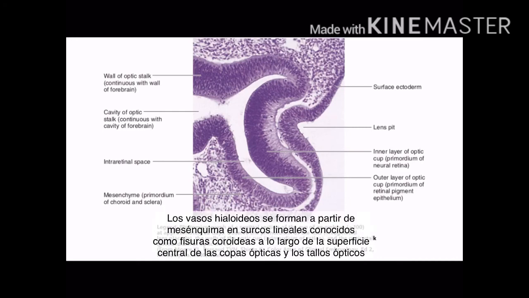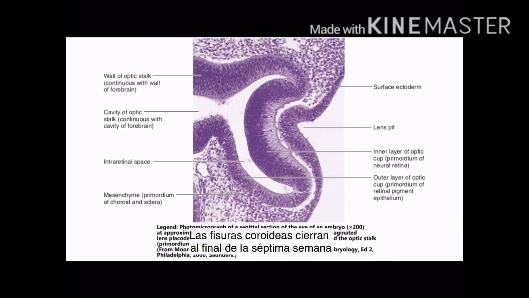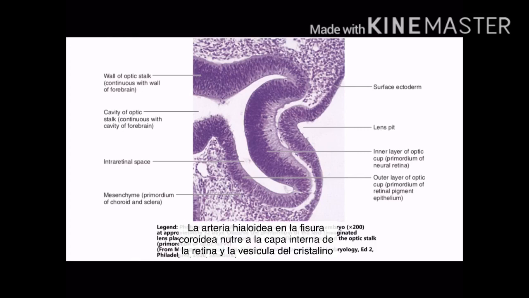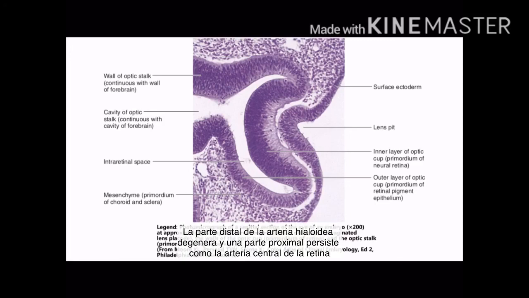Hyaloid vessels are formed from mesenchyme in linear grooves, known as retinal fissures, along the ventral surface of the optic cups and optic stalks. The hyaloid fissures close by the end of the 7th week. The hyaloid artery in the retinal fissure supplies the inner layer of the optic cup and the lens vesicle. Distal parts of the hyaloid arteries degenerate, and the proximal part persists as the central artery of the retina.